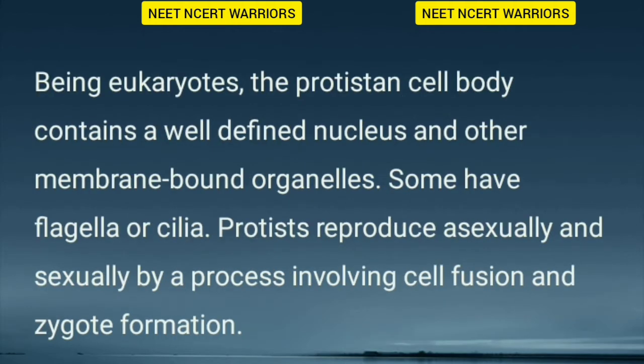Being eukaryotes, the protistan cell body contains a well-defined nucleus and other membrane-bound organelles. Some have flagella or cilia. Protists reproduce asexually and sexually by a process involving cell fusion and zygote formation.